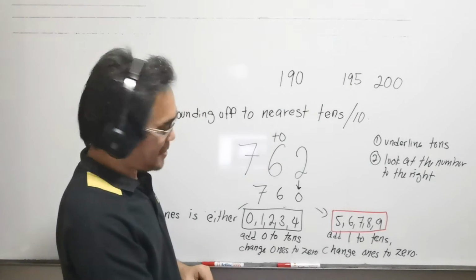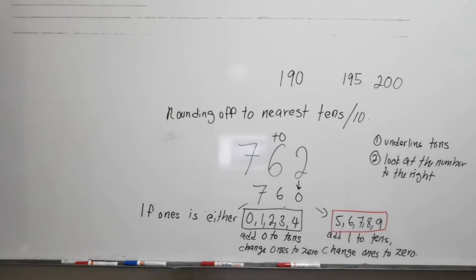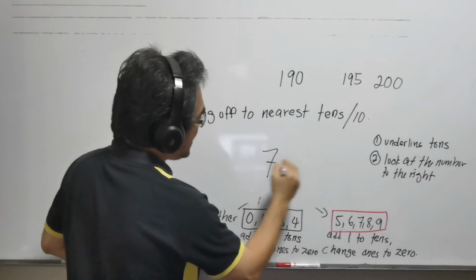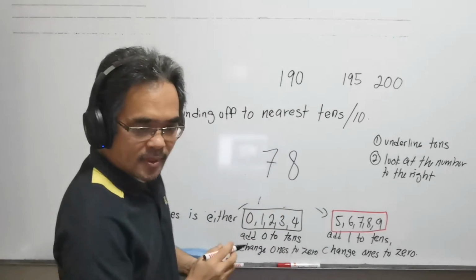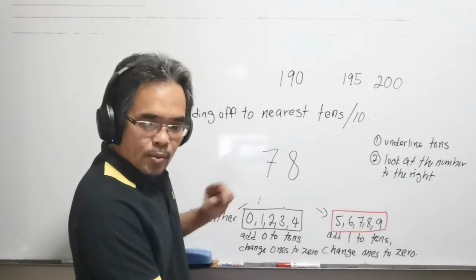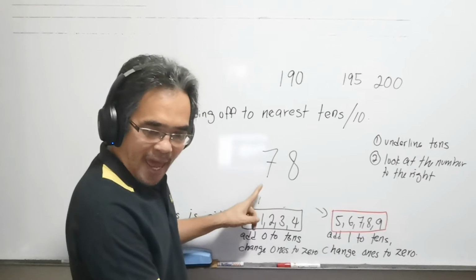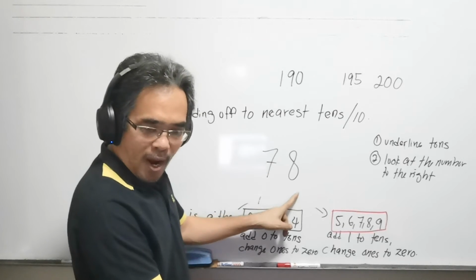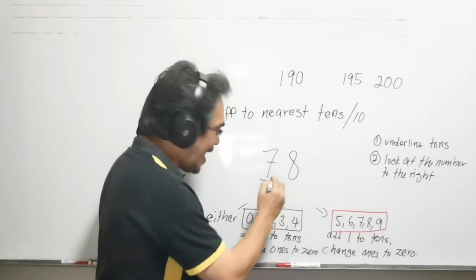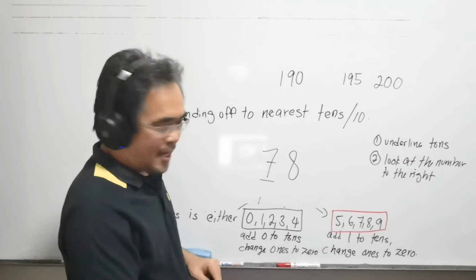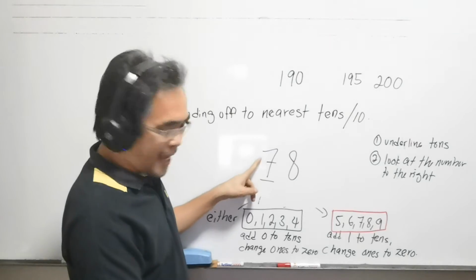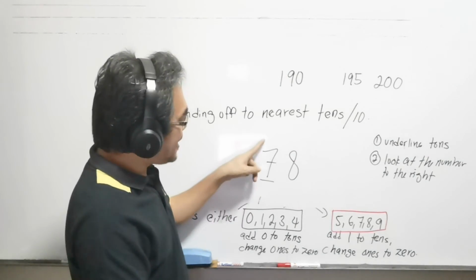Yes, correct. Okay, again. 78. Ones and tens. Ones, tens. So what do we have to do? Underline tens. Do we have to put 1 here on the top or not?